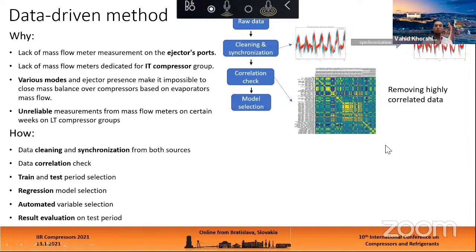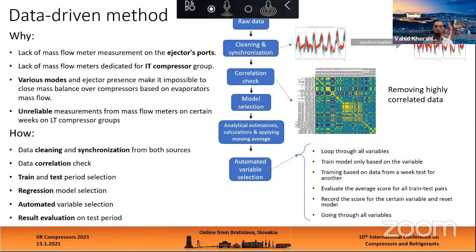And then comes the model selection. In model selection, as I mentioned earlier, we had two methods used. Regarding how the method is done, we have some analytical methods that give us a good estimation of mass flow rates, as I mentioned earlier. And we can use those together with some other data that I will go through in the next slide, and get the data prepared for training and testing the model.